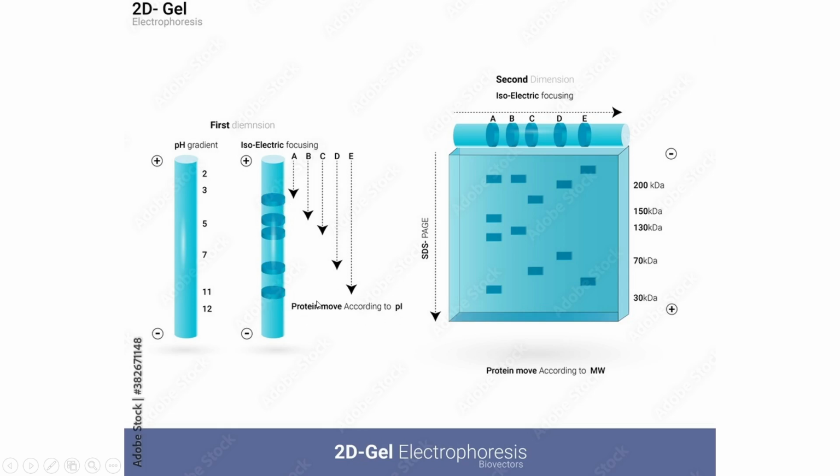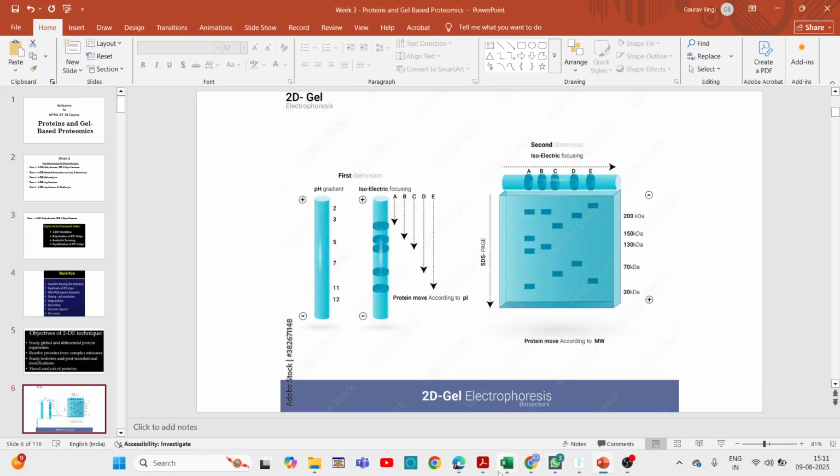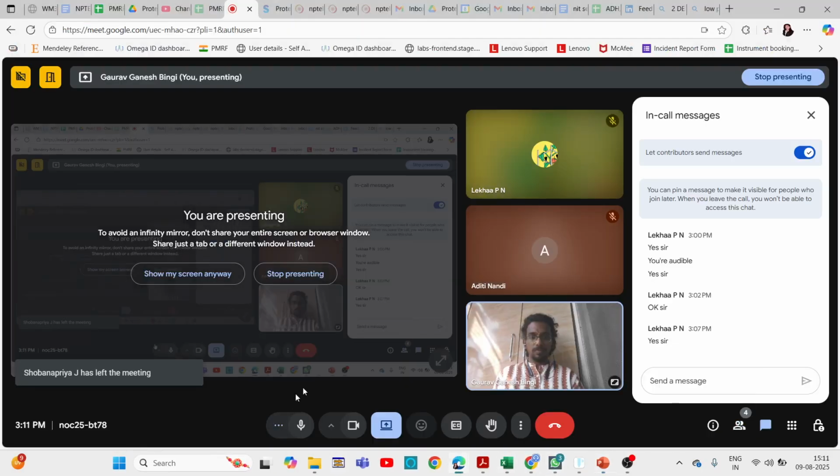So what is the isoelectric point, if anybody can answer? Yes, what is the isoelectric point? Can anyone answer? Either Lekha or Aditi. Isoelectric point can also be called pI basically. If people don't know what exactly the isoelectric point is, then I'll answer.